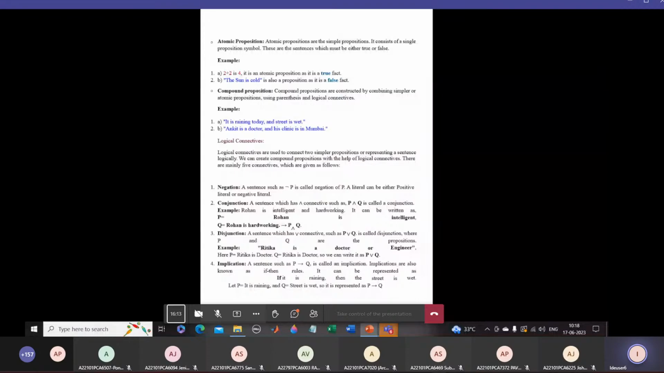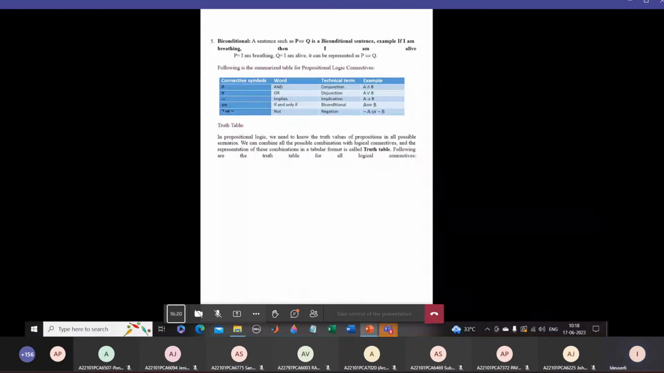So five connectors are there. We have seen negation, conjunction, disjunction, implication, biconditional. These are the connective symbols. When it is an inverted V, we say and. V is or, implies, if and only if, and not is negation. So these are the terms.